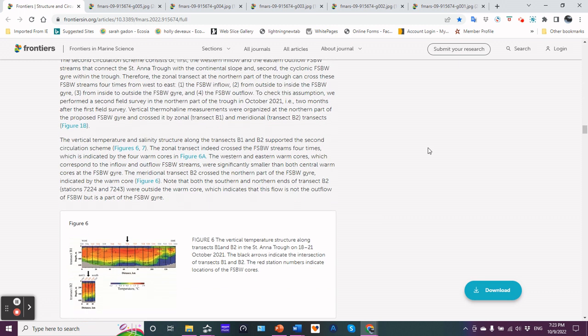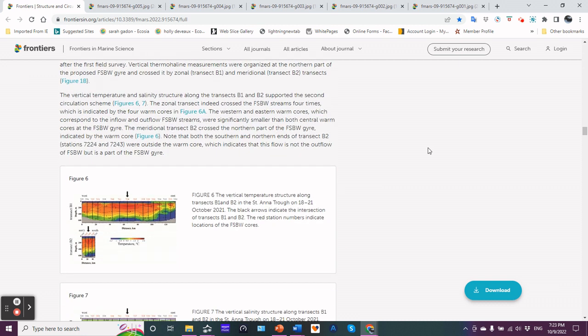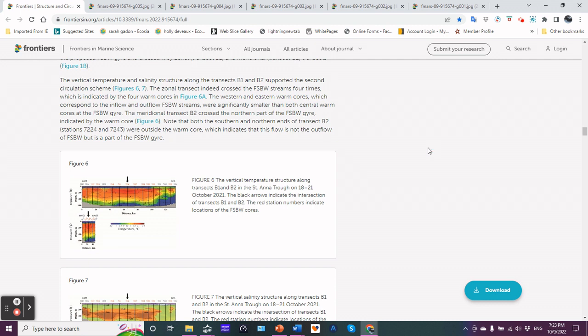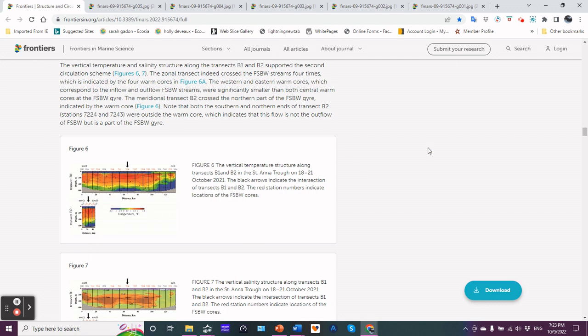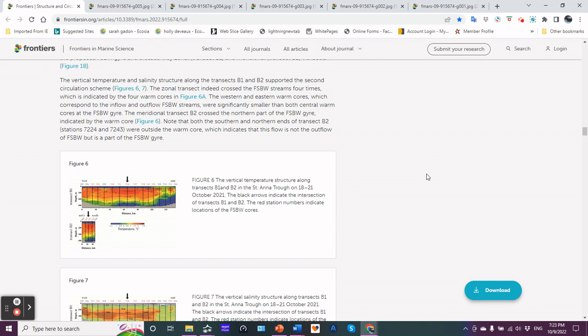To check this assumption, we performed the second field survey of the trough in October, 2 months after the initial, and then that was the basis for figure 1b. The vertical temperature salinity structure along the transects B1 and B2 supported the second circulation scheme, figures 6 and 7, which I'll pull up in a moment.